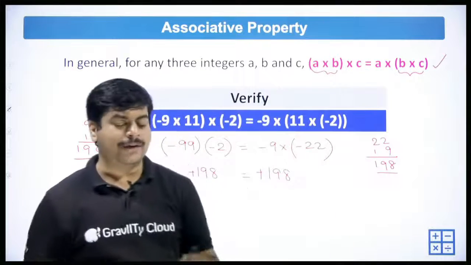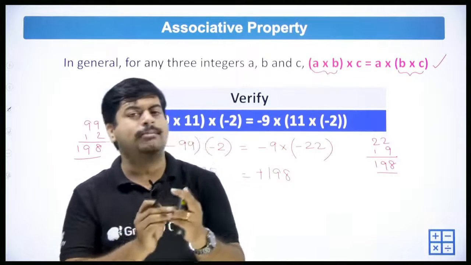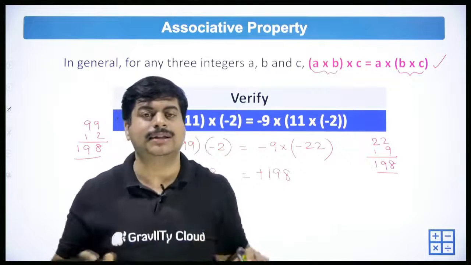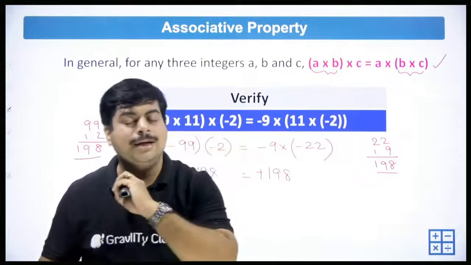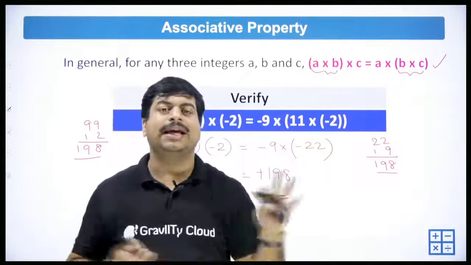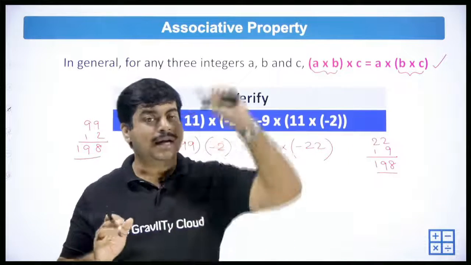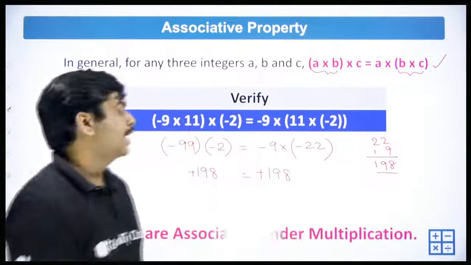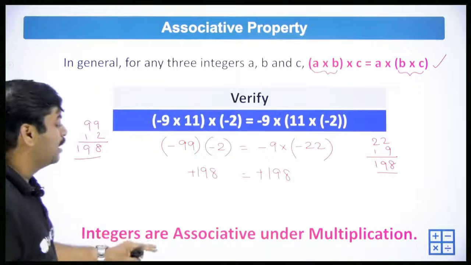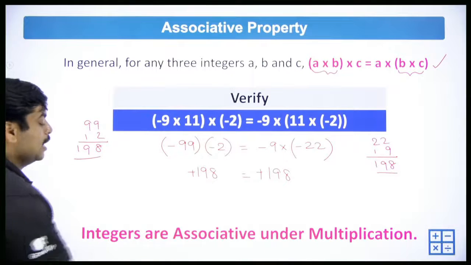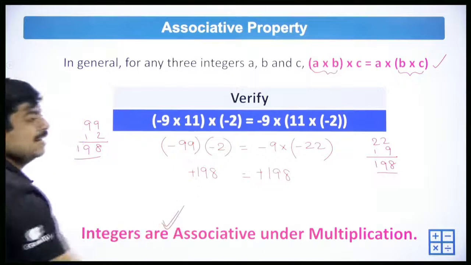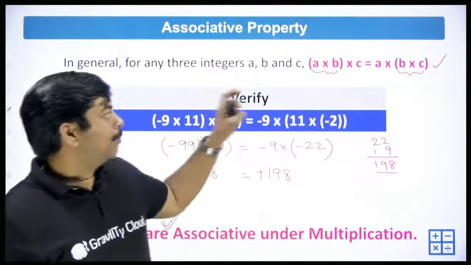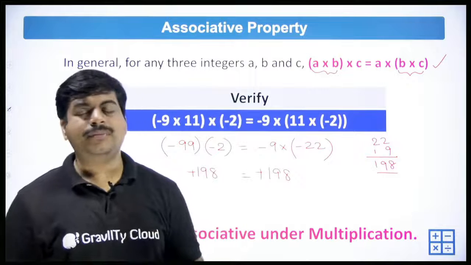Not only in integers, when you take natural numbers, whole numbers, zero as well, positive, negative, whatever the numbers, you can multiply in any order and you will get the same answer at the end. You can multiply in any order, just like addition. You can add in any order, right? But not subtraction. So what I can conclude here is integers are associative under multiplication. That means the associative property is valid for integers. Integers obey the property of associativity, right?